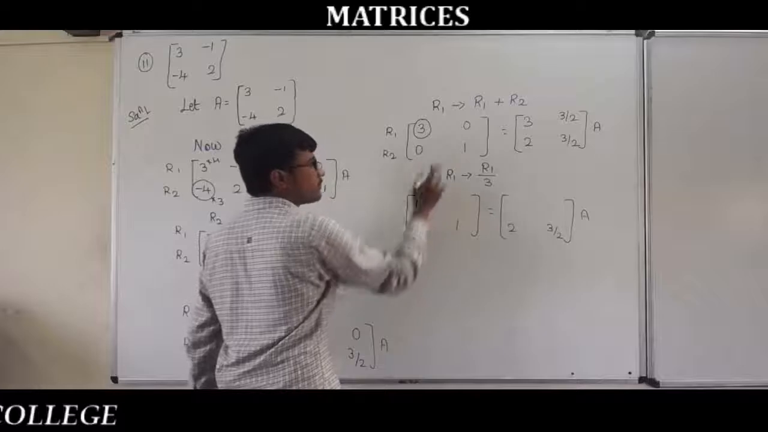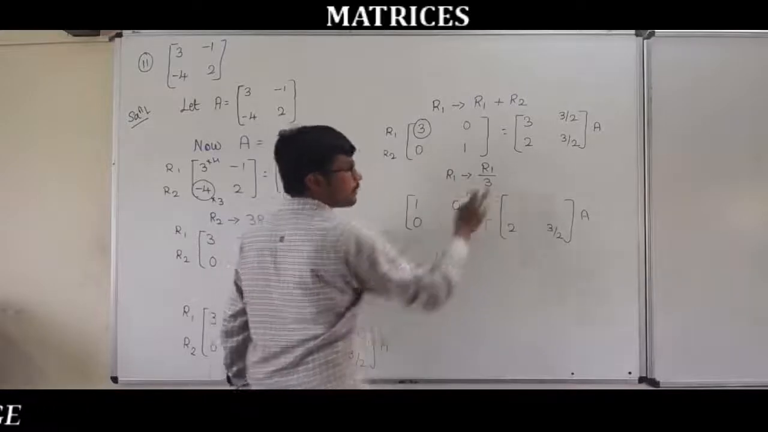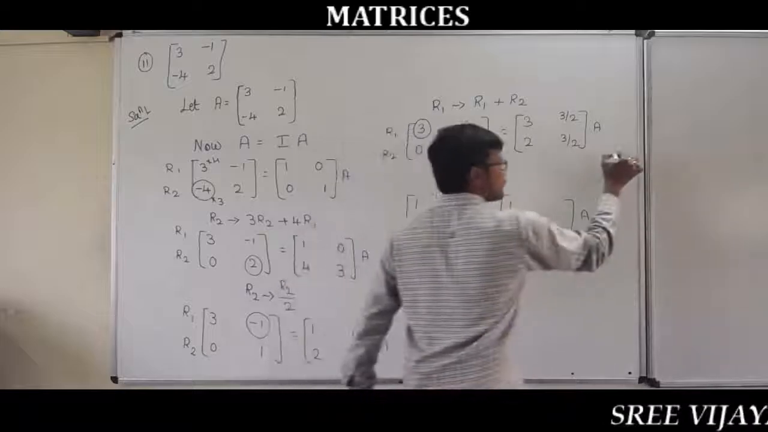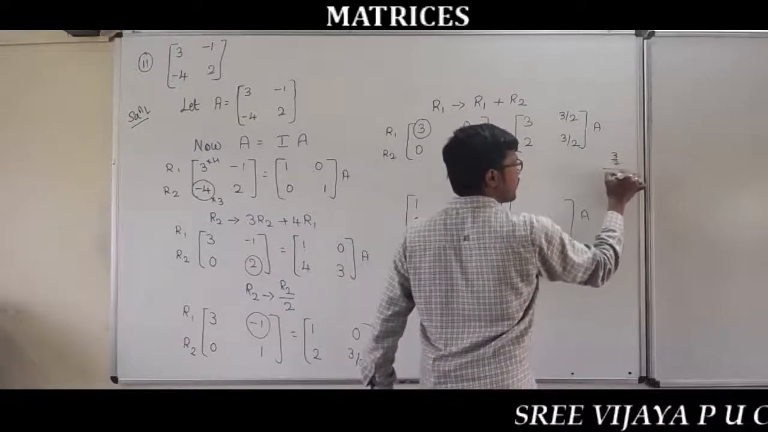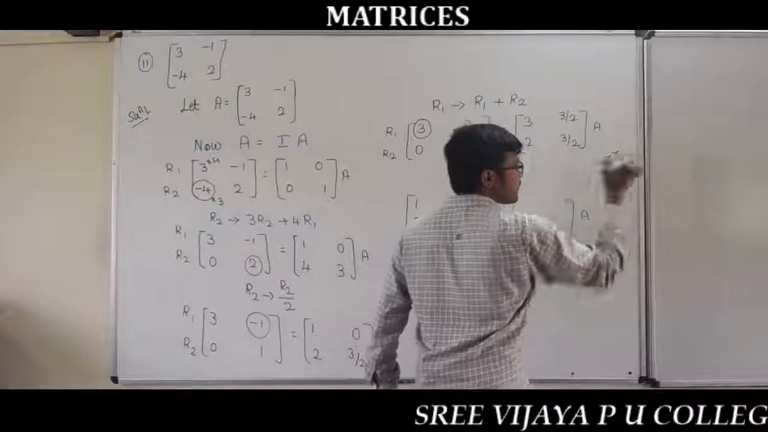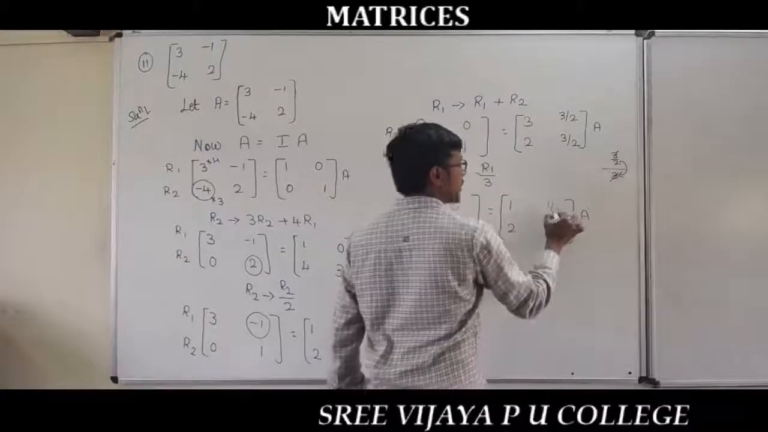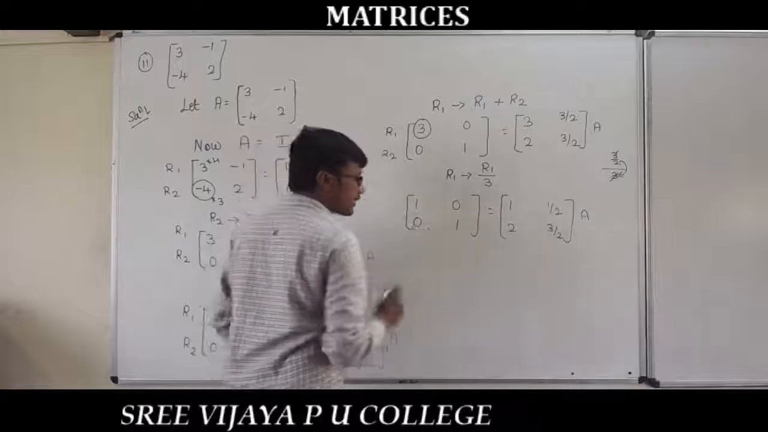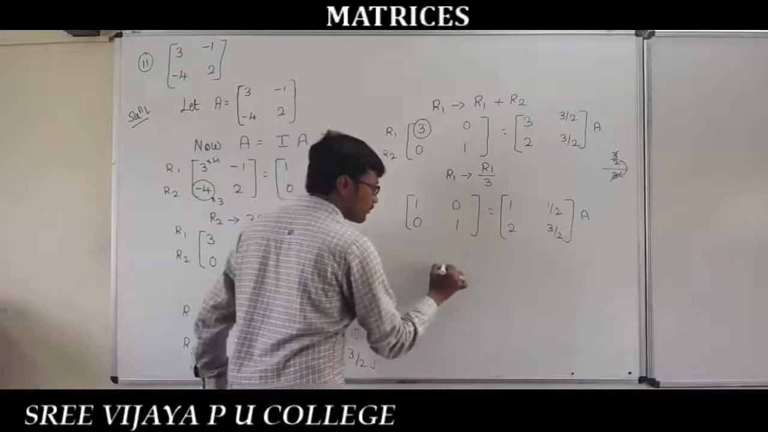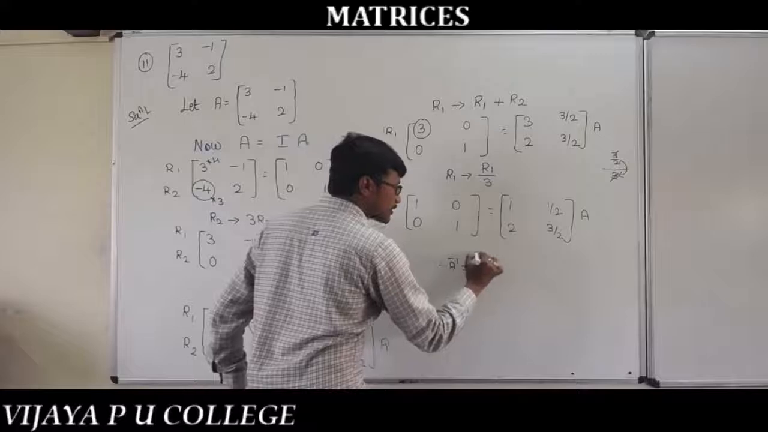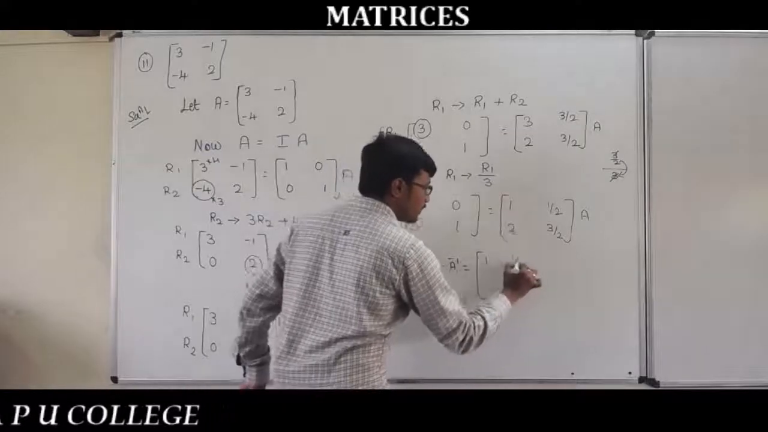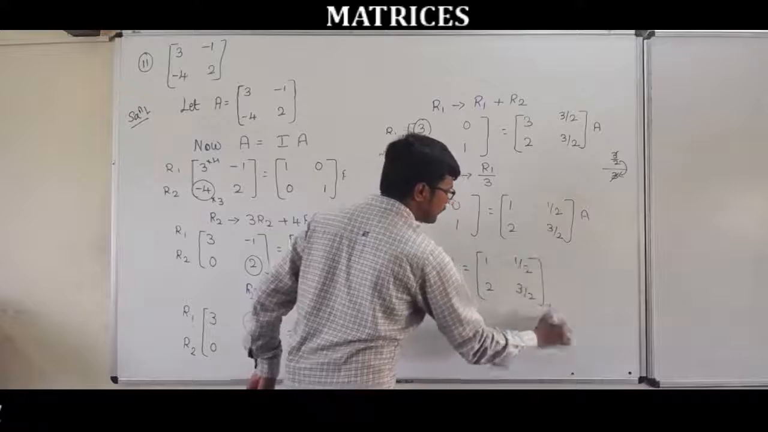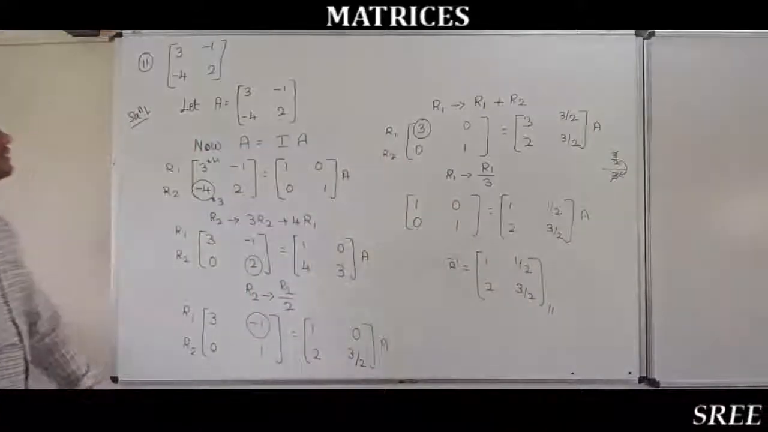3 by 3, 1. 0 by 3 is 0. 3 by 3 is 1. 3 by 2 divided by 3 means this 3 gets cancelled, and this 2 comes to the denominator. It becomes 1 by 2. Okay. So on the left hand side we got the identity matrix, so the right hand side will be the inverse. Therefore, A inverse will be equal to 1, 1 by 2, 2, 3 by 2. So this is the required matrix.